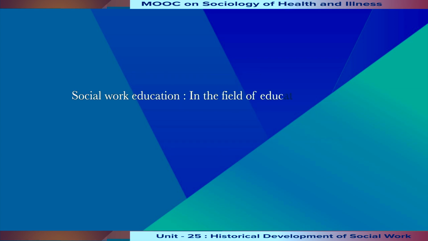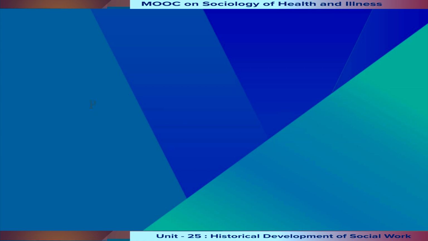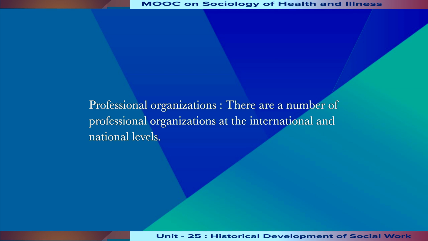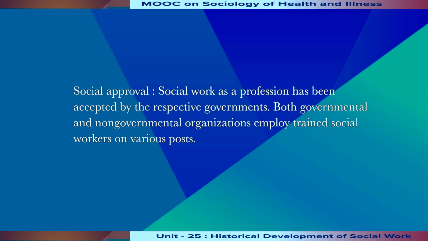Social work education. In the field of education, social work has a distinct character. Graduate and postgraduate levels of education are available in universities and other teaching institutions in the majority of the world's nations. Professional organizations. There are a number of professional organizations at the international and national levels. Social approval. Social work as a profession has been accepted by the respective governments. Both governmental and non-governmental organizations employ trained social workers on various posts.